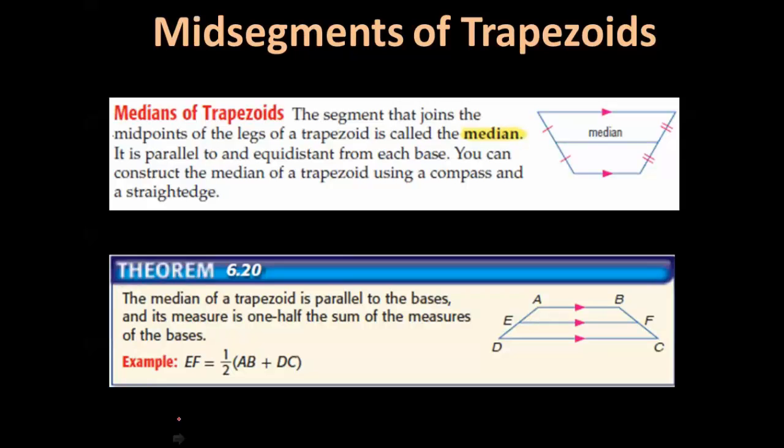Now we're going to look at the mid-segments of trapezoids. So I'm going to have EF, or you could say the mid-segment. It equals B1 plus B2 divided by 2. Okay?